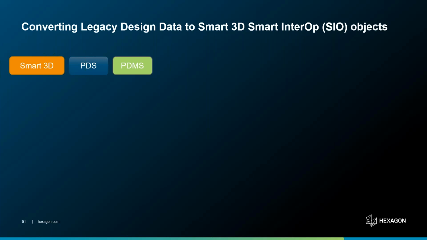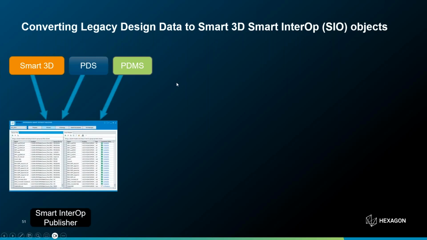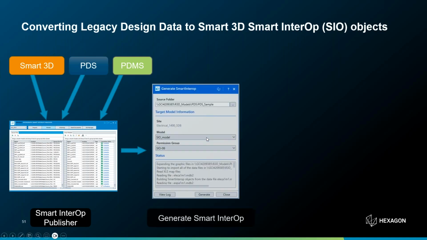We can use existing 3D models designed by various tools like PDS, PDMS, E3D, as well as native Smart 3D models. This legacy design data can be easily translated by Intergraph Smart Interop Publisher into Smart files, and the resulting Smart files which are used for design review in Smart Review or attached as external reference 3D to Smart 3D models can also be used to generate Smart Interop format SIOs in S3D models.